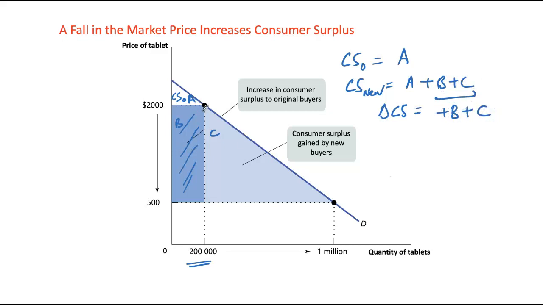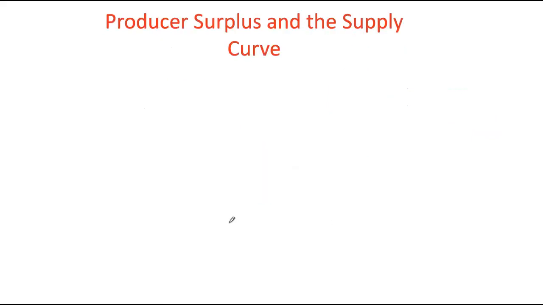Area B is indicating the additional consumer surplus for your original buyers, and area C is indicating the gain in consumer surplus coming from new buyers. Just like we calculated consumer surplus for consumers who end up purchasing the good at a given price, we can also calculate the producer surplus.